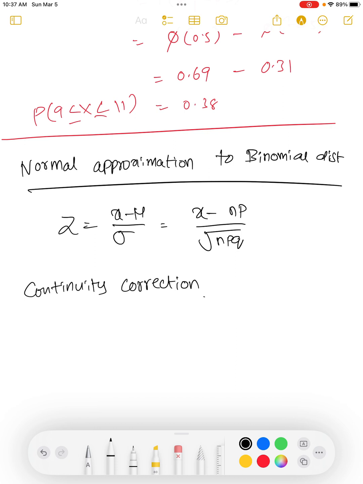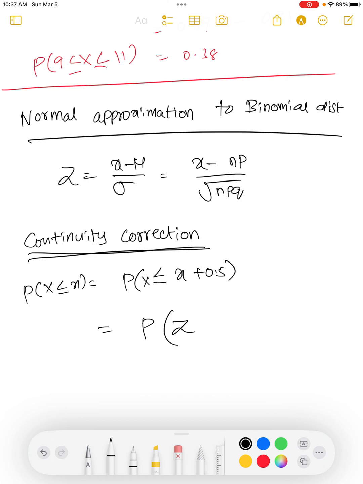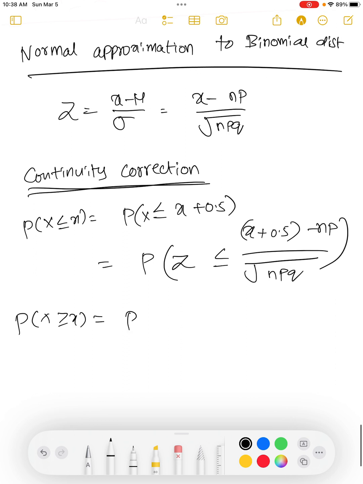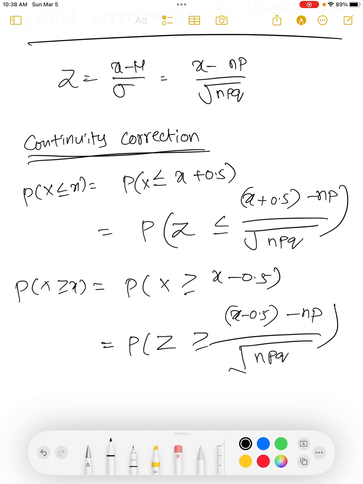Continuity correction is a corrected value to make things equal. You will get some error, so to nullify it you introduce a continuity correction factor. For x less than, I take 0.5 extra, so substitute x plus 0.5 minus np over root of npq. This is for less than. For greater than x, I simply use x minus 0.5: P of z greater than x minus 0.5 minus np by root of npq. This is the normal approximation.